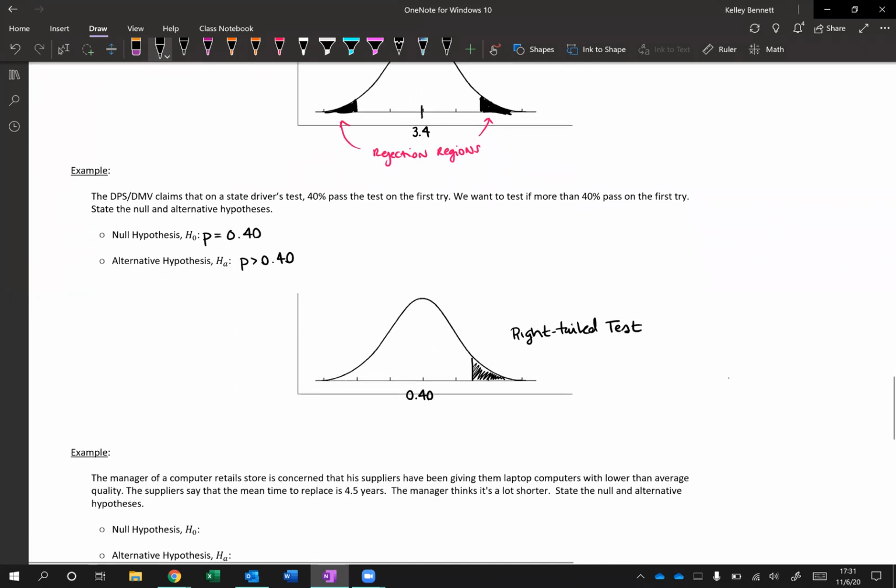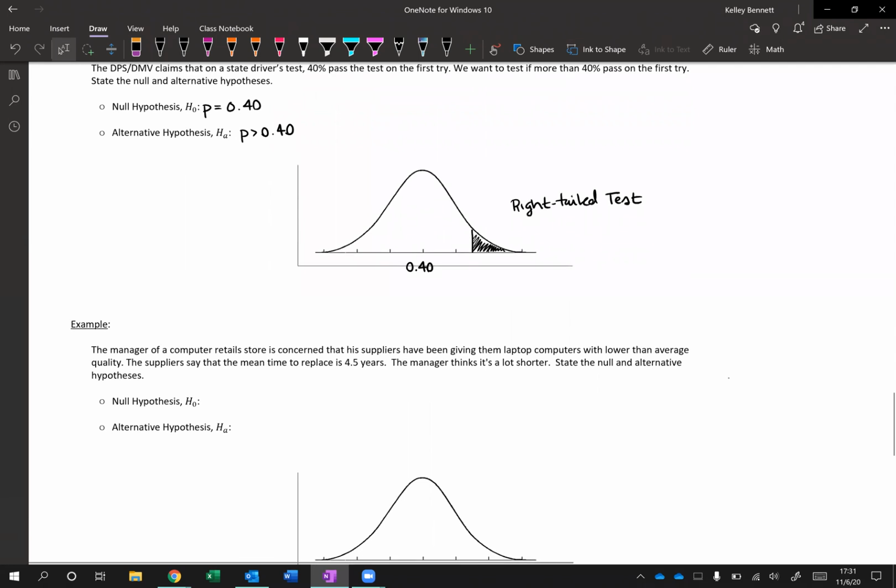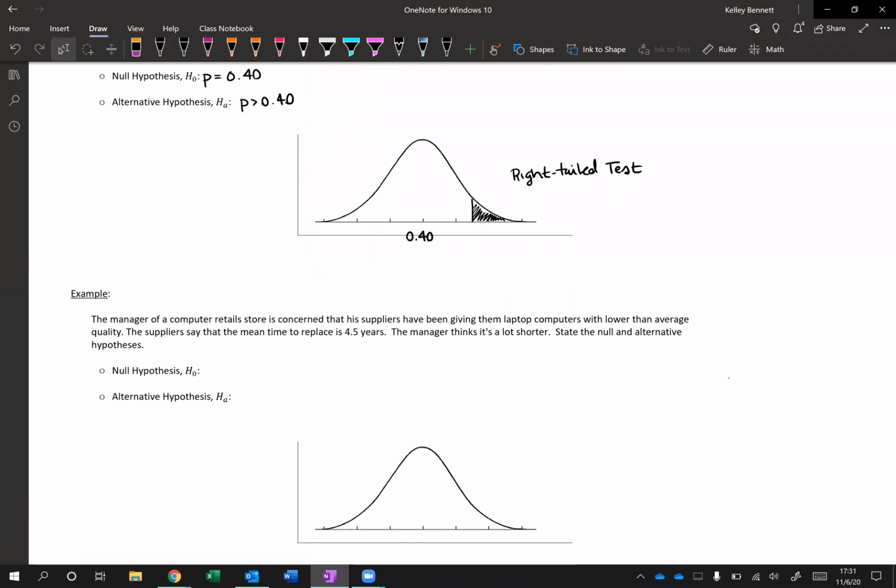And then in this last example, we're going to end up with a left-tailed test. This is the one with the manager of the computer retail store. The supplier was saying that mu was equal to 4.5, and the manager was like, no, mu is definitely less than 4.5. So you had your mu here, and you wanted to show that in your sample you ended up over here, something a lot shorter than 4.5. And so this is going to be a left-tailed test.